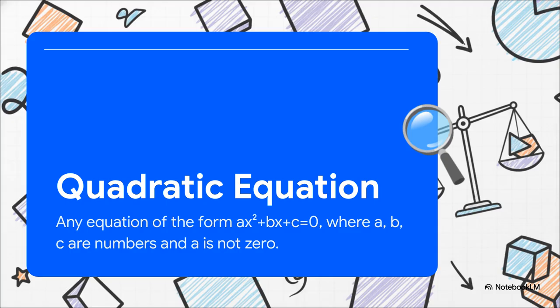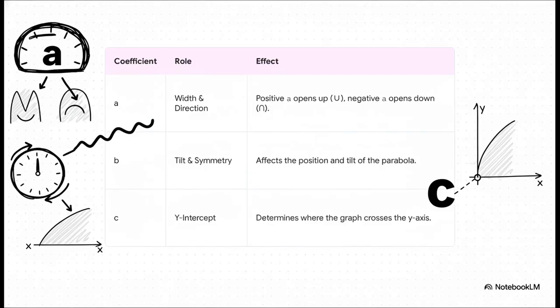And a can't be 0, because if a was 0, poof, that whole x squared part just vanishes. And it's not a quadratic anymore, is it? The best way to think about a, b, and c is like they're the control dials on a machine that draws this curve for you. You can see it right here. a is the big one. It controls how wide or narrow the curve is, and whether it opens up like a U or down like an upside-down U. Then you've got b, which kind of shifts and tilts the curve around. And finally c, that's the simple one. It just tells you where the curve hits the vertical y-axis.